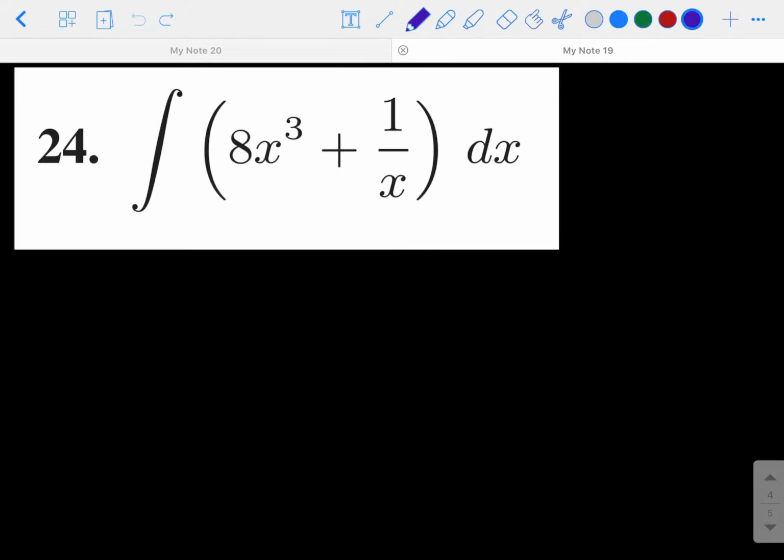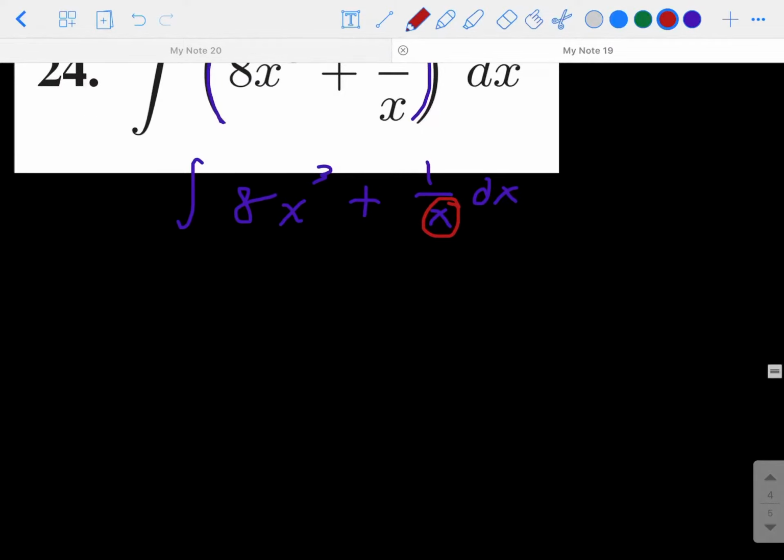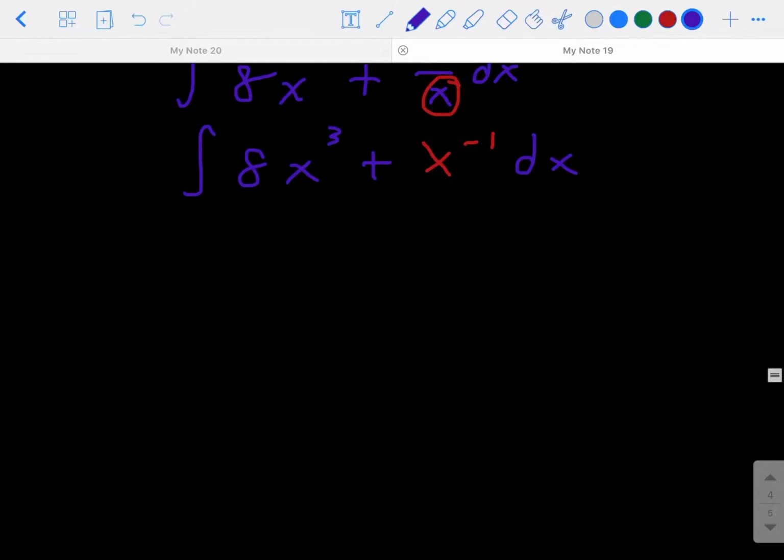I'm going to take out the parentheses so it's easy for us to do the integral. Integration from 8x^3 plus 1 over x dx. Before I integrate, I'm going to convert the fraction as a negative exponent. 8x^3 plus, and this can be rewritten as x to the negative first power, dx. And then from here, integrate.